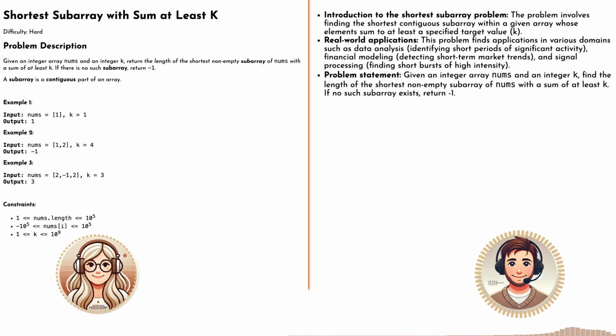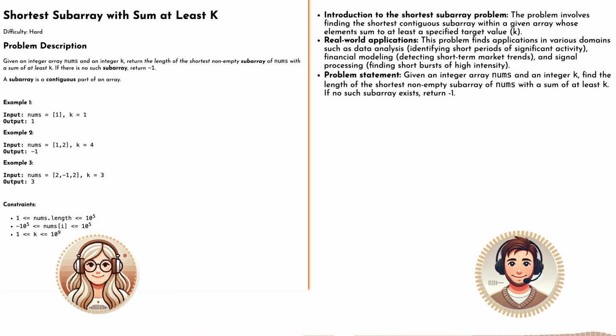So just to clarify, we're given this array of numbers, could be positive or negative, and then a target sum k. And we need to find the shortest possible contiguous chunk, the subarray, that adds up to at least k. Exactly, and the fact that we can have negative numbers in there is what makes it tricky. If we only had positive numbers, a simple sliding window would be fine. But those negative numbers throw a wrench in things.